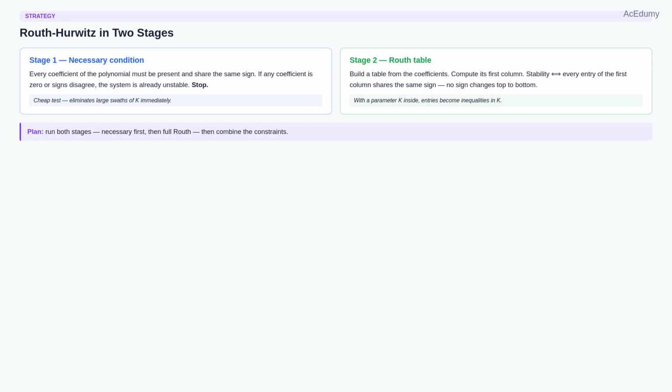Stage 2, the Routh table. Build a table from the polynomial coefficients and compute its first column. Stability is equivalent to every entry in the first column sharing the same sign, with no sign changes from top to bottom. When the polynomial has a parameter like k inside, the entries become expressions in k, and each entry that depends on k becomes an inequality. The system of inequalities taken together gives the k range for stability. We will run both stages, necessary condition first, then the full Routh table, and combine the constraints at the end.